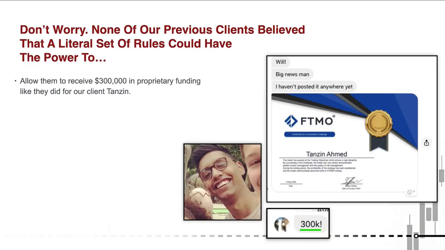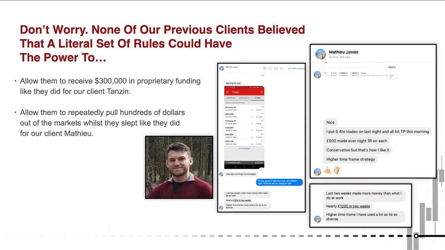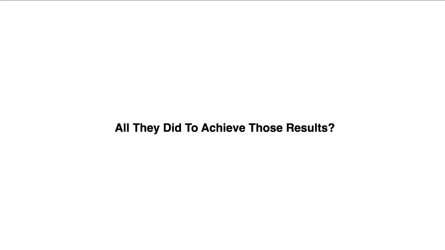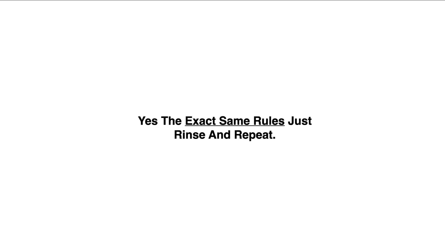And don't worry, none of our previous clients believed that a literal set of rules could have the power to allow them to receive $300,000 in proprietary funding like they did for our client Tamsin, or that they could allow them to repeatedly pull hundreds of dollars out of the markets whilst they slept like they did for our client Matthew, or that they could enable them to add thousands of dollars to their bank account in one single trade like they did for our client Steve. But their results speak for themselves, don't they? And all they did to achieve those results is literally just follow a set of mechanical rules repeatedly every day. Yes, the exact same rules, just rinse and repeat every day.